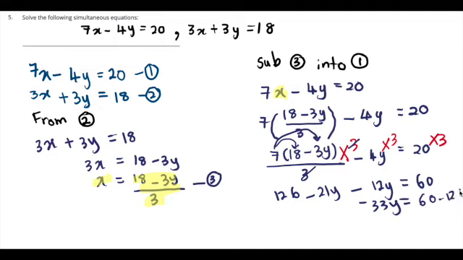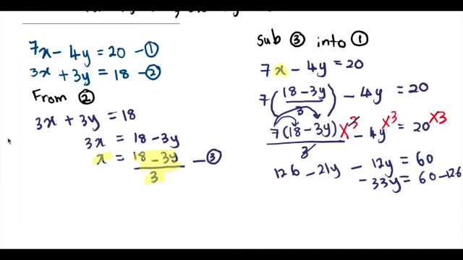So like term with like term. So we need to find y. We need to divide with negative 33. So y equals to negative 66 over negative 33 is 2.